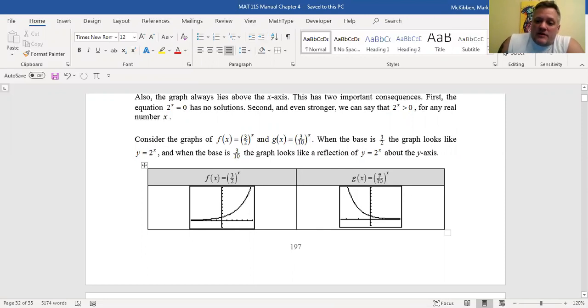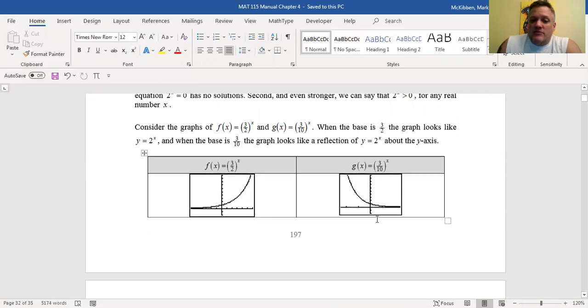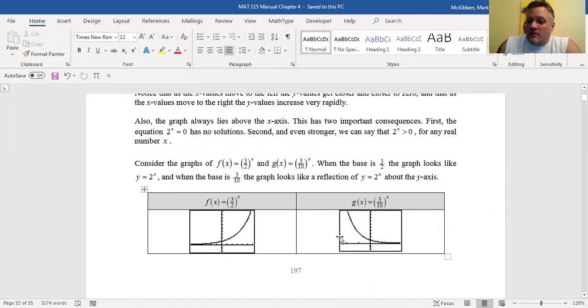This one, however, (3/10)^x, that base is between 0 and 1. And if you were to plot the values with a table here, in fact, I suggest you do so just to convince yourself: if you take values of x that are larger than 1, you're raising a number between 0 and 1 to a larger and larger power, and the value is going to get smaller.